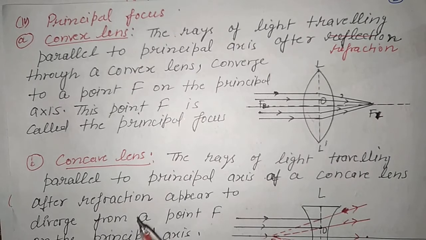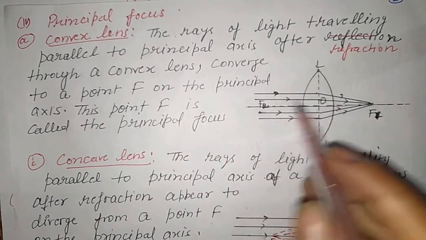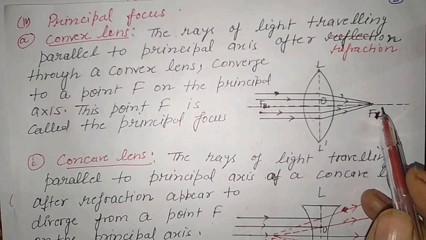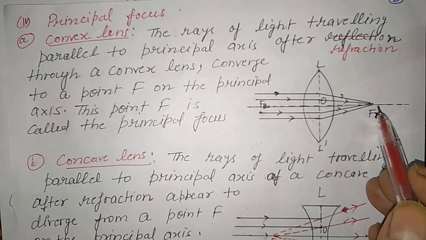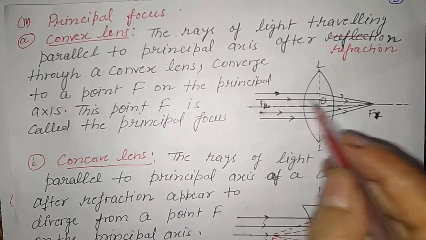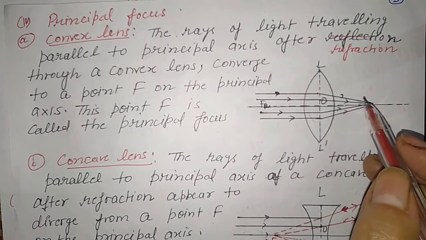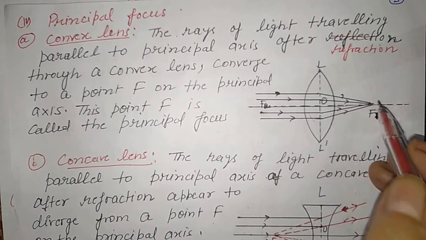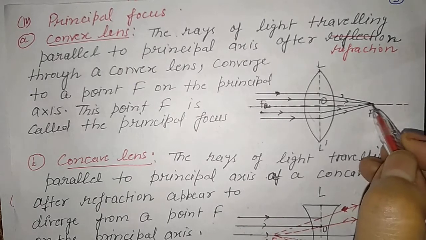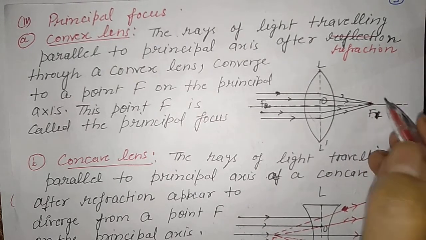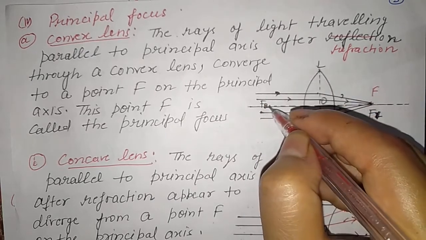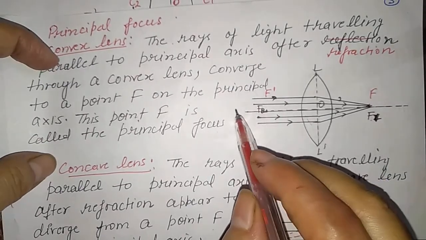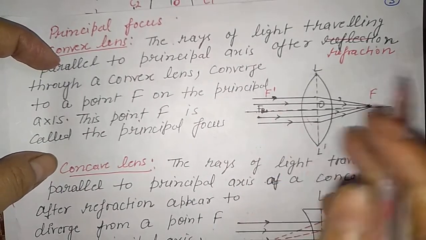All the rays of light traveling parallel to the principal axis, after refraction through a convex lens, converge to a point F on the principal axis. This point is known as the principal focus. The focus in a convex lens is real because all the rays actually meet at F. If they meet on this side, this is F1, or we can say F. The other side is known as F2 or F dash.